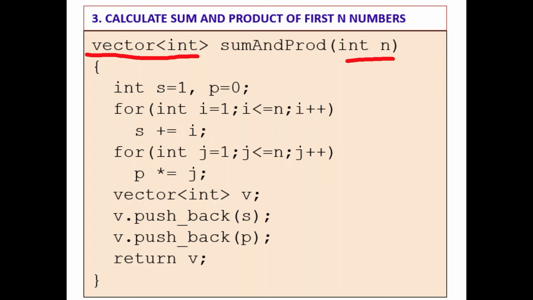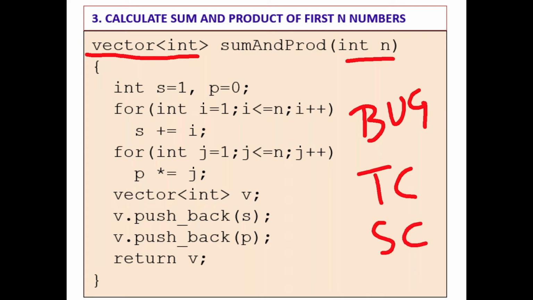So 3 questions to you. Bug, complexity. T is 0. It shouldn't be 0. Every time it returns 0. So sum we should initialize with 0. Since we are adding, initially we have 0 and we keep adding to 0. Product we should have 1 because if you multiply anything with 1. So that was the mistake.